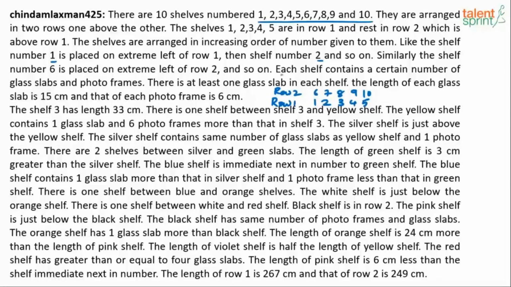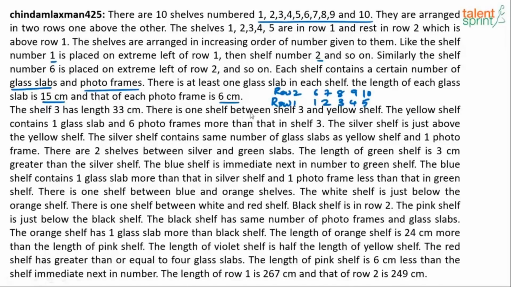See, next point. Each shelf contains a certain number of glass slabs and photo frames. So there are some glass slabs and photo frames which need to be arranged here. Now, there is at least one glass slab in each shelf. The length of each glass slab is 15 centimeter and that of each photo frame is 6 centimeter.